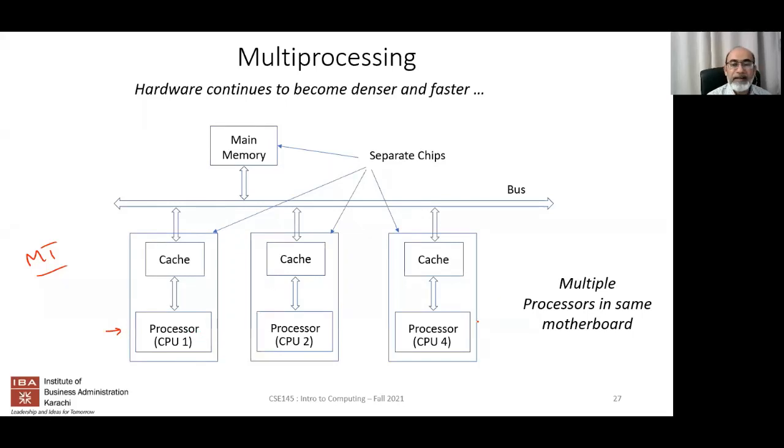In multiprocessing, on the other hand, as hardware becomes faster and faster, it becomes denser and denser. So on the same motherboard, now you can fit multiple CPUs. Okay, and these CPUs are generally separate chips, and so they need to be connected by a bus, just like your main memory is separate from your CPU. So you could have multiple CPUs fitted onto your motherboard. You could have CPU 1, 2, 3, and 4, and so on. You could have 4 CPUs, 8 CPUs. Generally, it's a multiple of 2 or a power of 2. Okay. And so, what do you think could be an advantage of having multiprocessing or multiple processors?